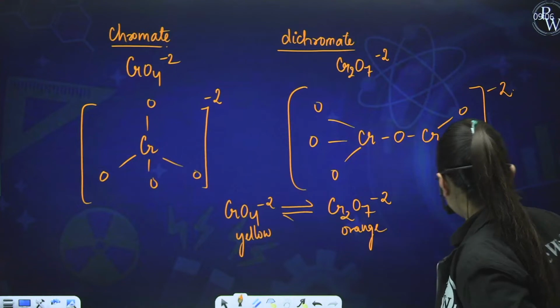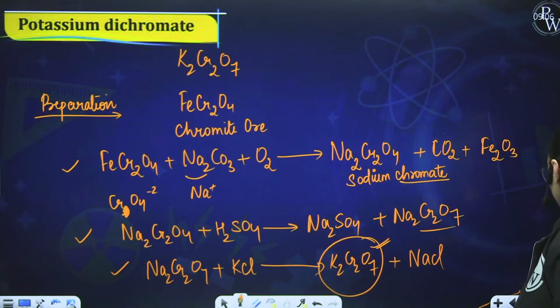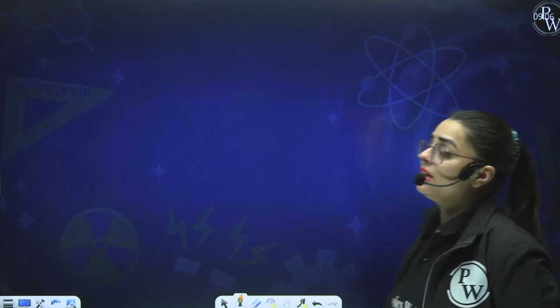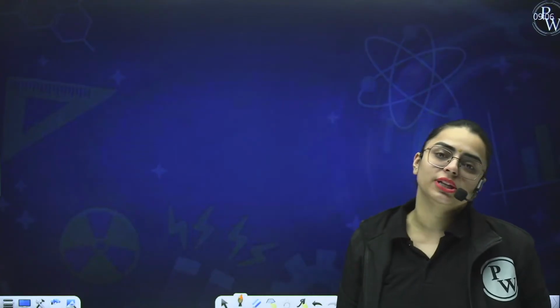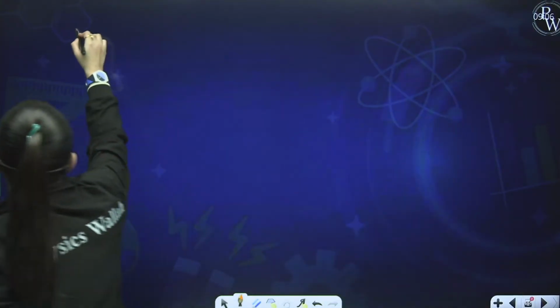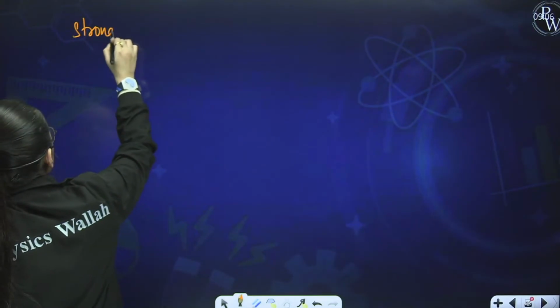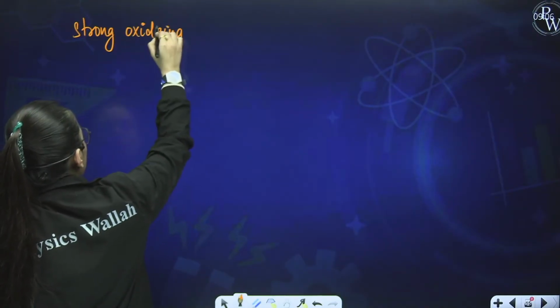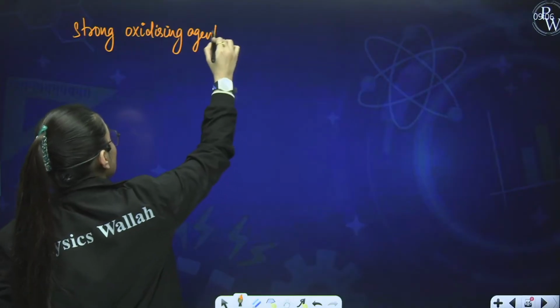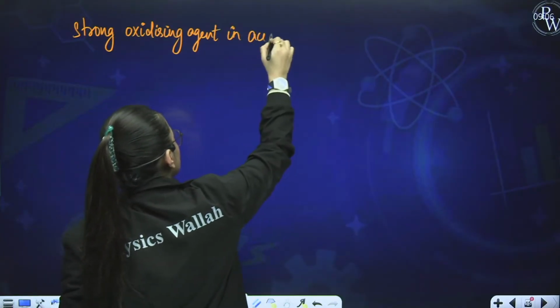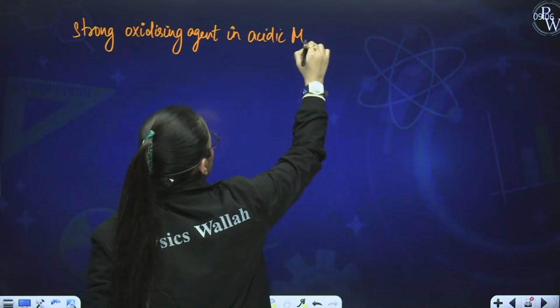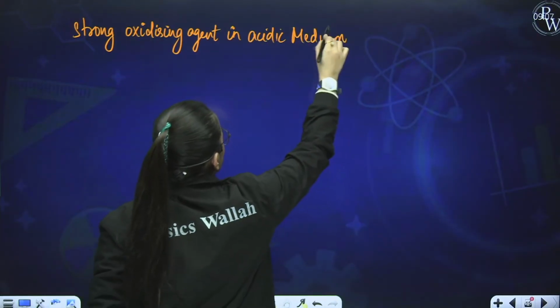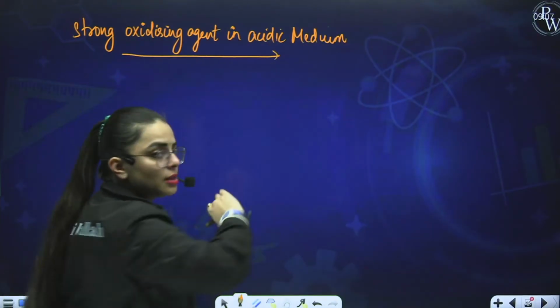Now, basically, potassium dichromate will act as a strong oxidizing agent in acidic medium. Certain reactions will be provided to you. You should know that it acts as a strong oxidizing agent. So, write it down: a strong oxidizing agent in acidic medium. Whenever acidic medium is given to you, it will act as a strong oxidizing agent. Is it clear to you people?